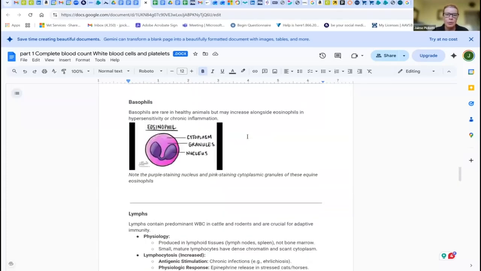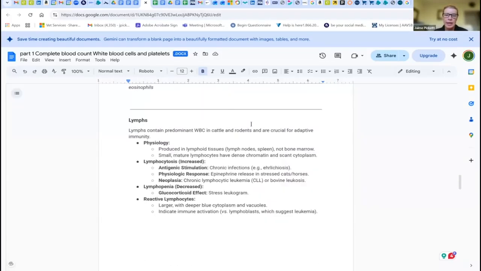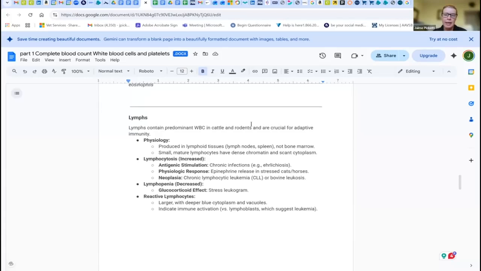Moving on to basophils, they're rare, but they are meaningful. Basophils don't show up very often, but when they do, they tend to follow the same trends as eosinophils, particularly in hypersensitivity and chronic inflammatory conditions. They're rare, but not irrelevant. So lymphocytes, their adaptive immunity at work.